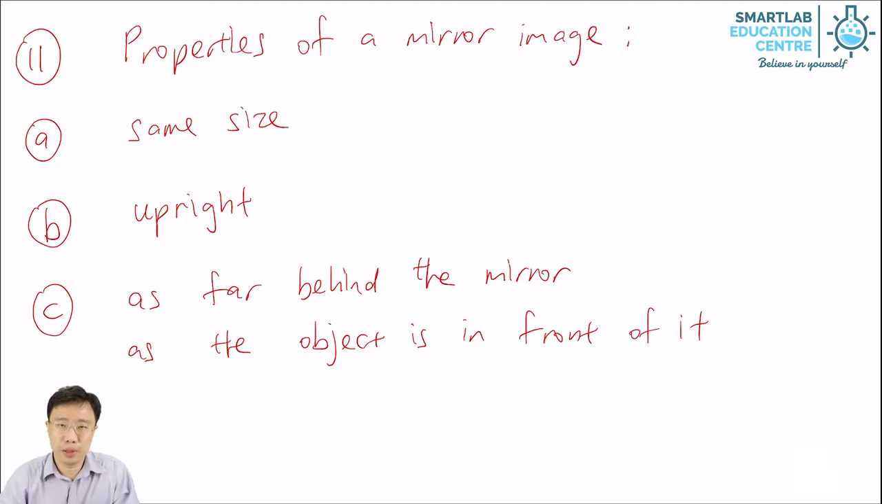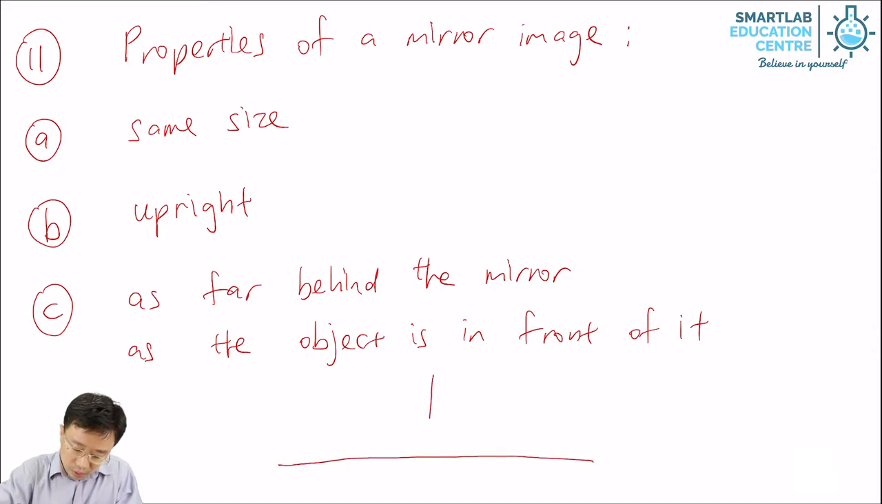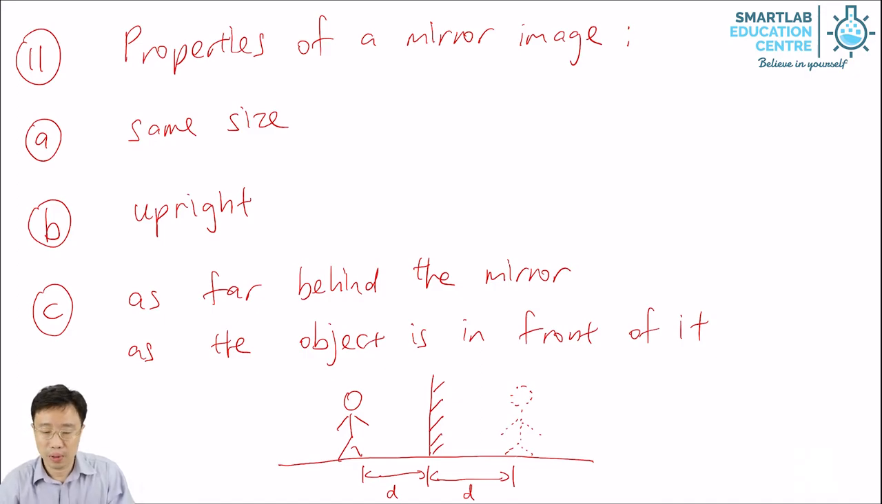So if you want to put it down in the form of a diagram, if the person is standing here, his mirror image should be somewhere here. And the distance from here to here, and the distance from here to here, they will be the same. This is the third property of a mirror image.